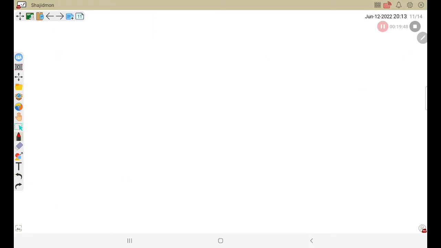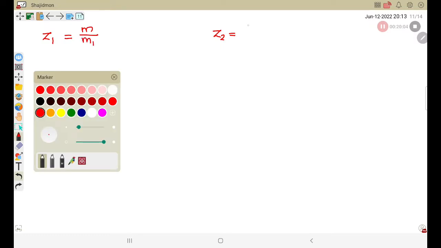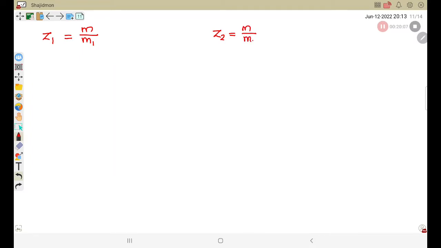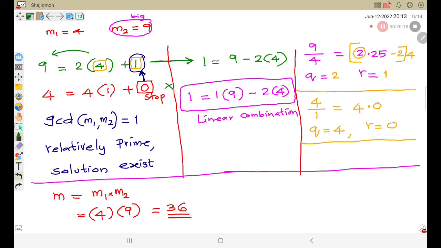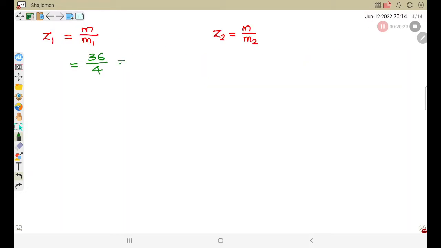Now we are going to calculate the next two numbers, Z1 and Z2, correct? Z1, what was the rule? M divided by M1. What is Z2? M divided by M2. So we can check: M we just got is 36. So 36 divided by M1, which is 4. Dividing by 4, how much do we get? 9, correct. So Z1 is 9.